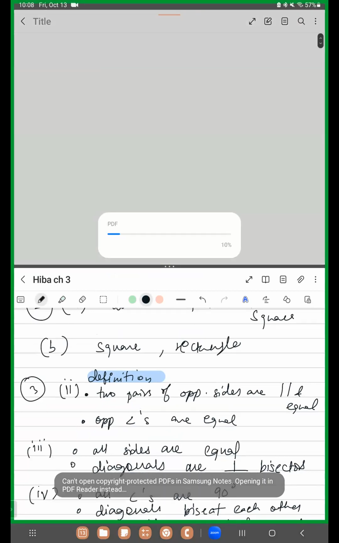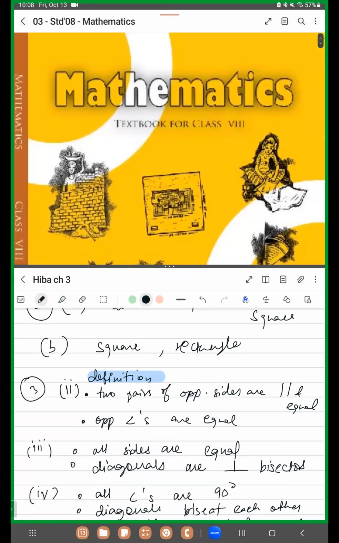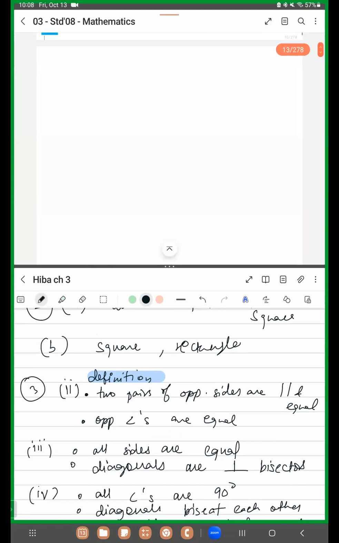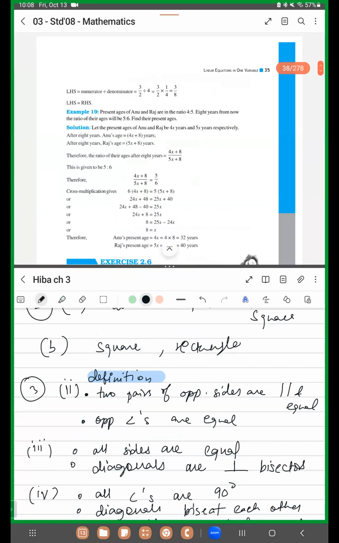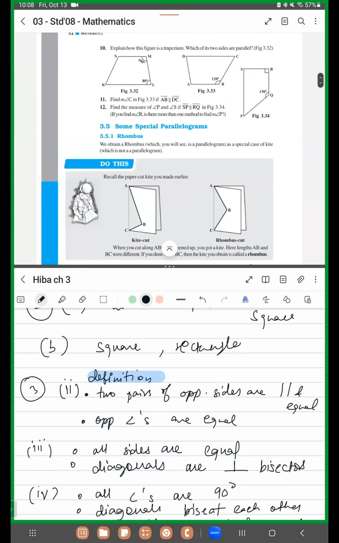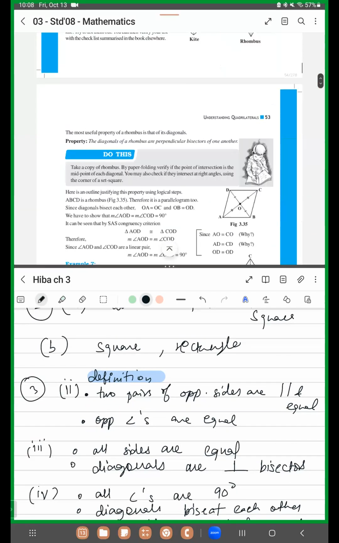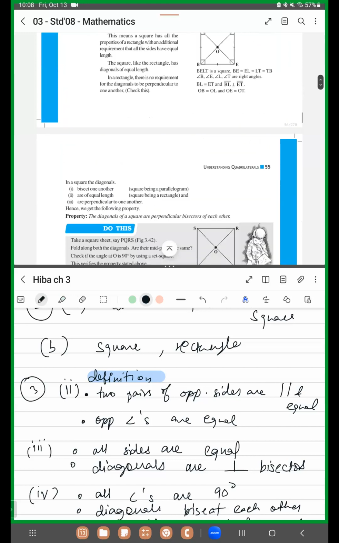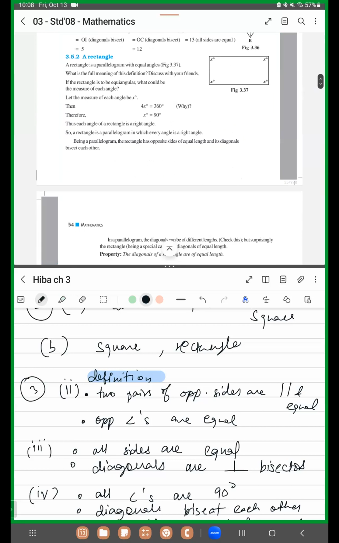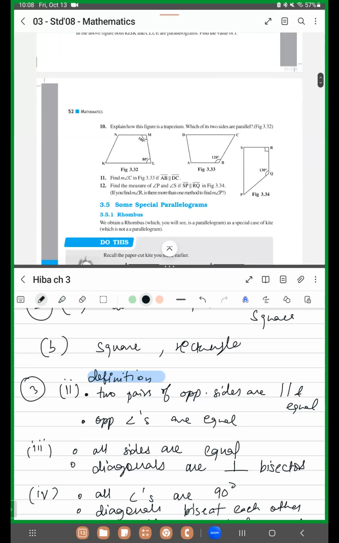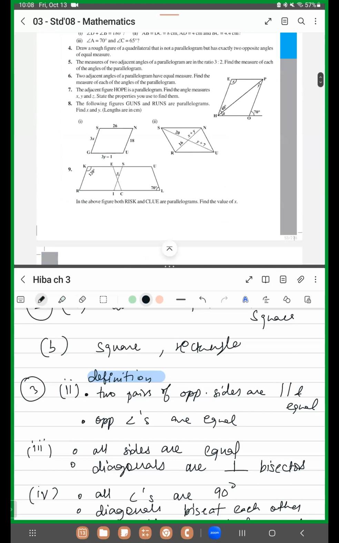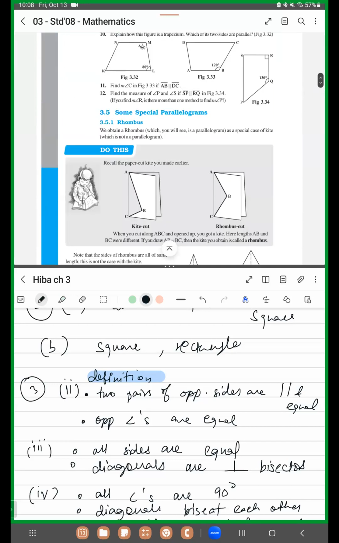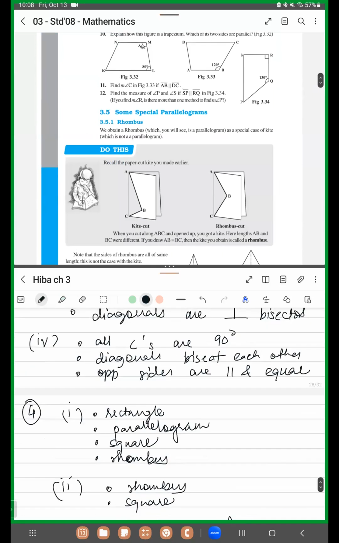Can you tell me the page number? Page number 52. Which question? 12. Which exercise? 3.3. This one. Okay, found it. So this is the exercise 3.3 question. What about it? I didn't understand.